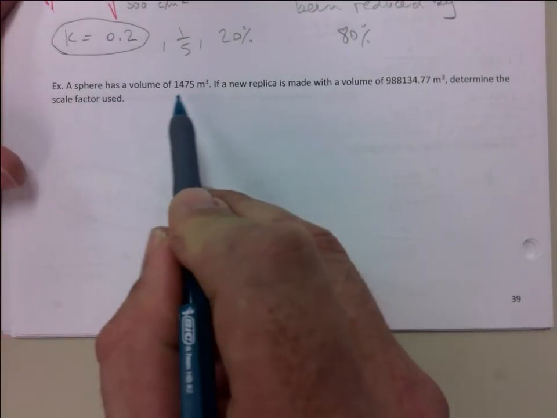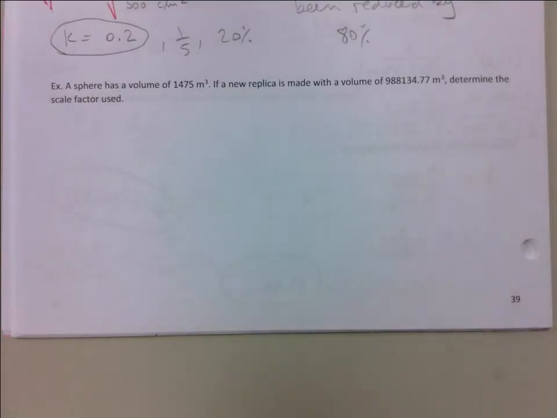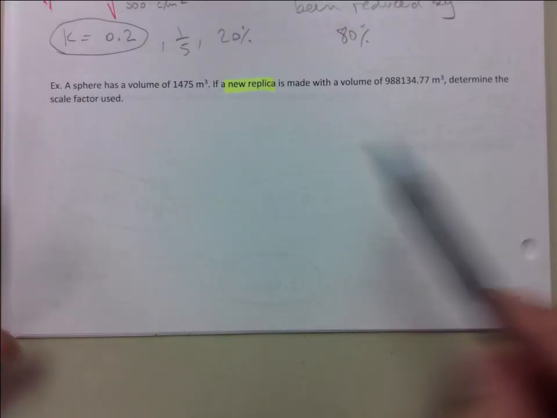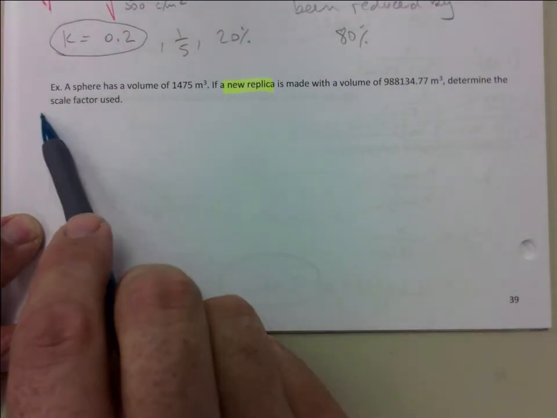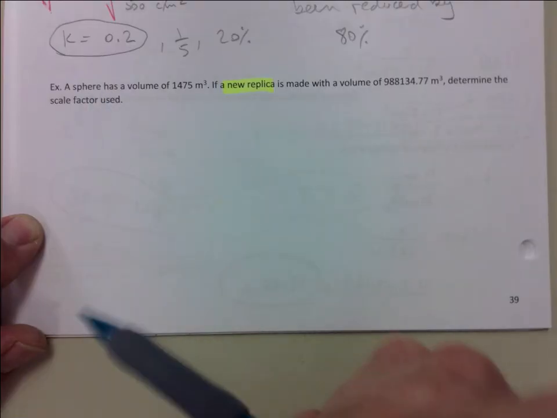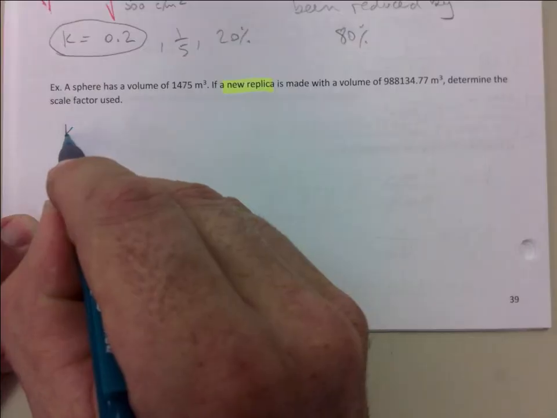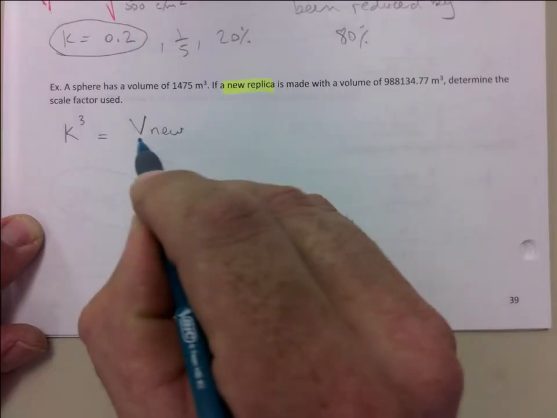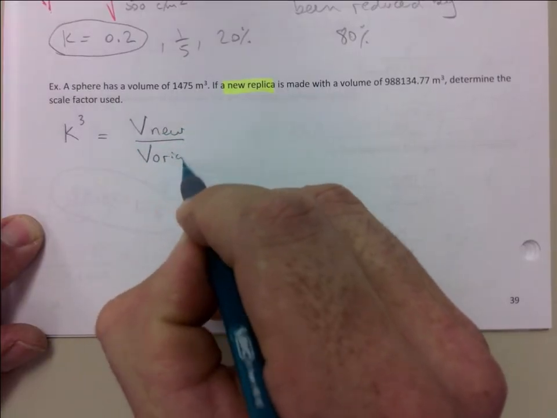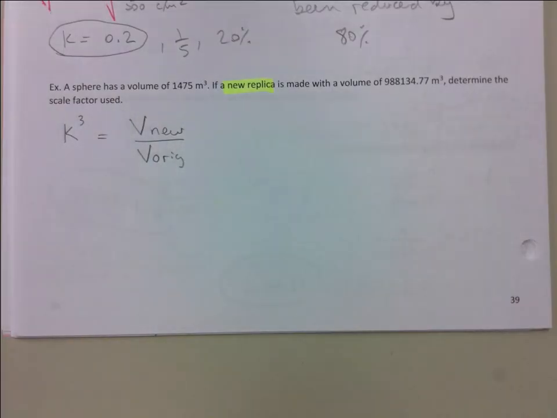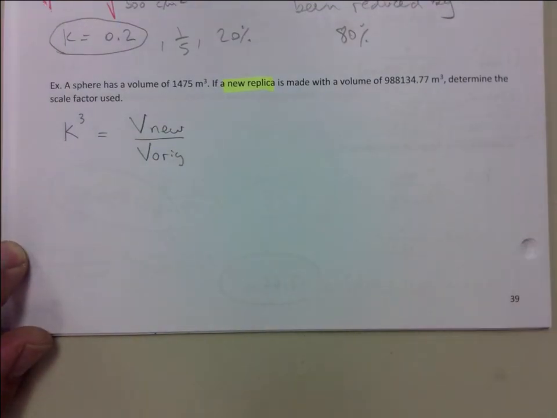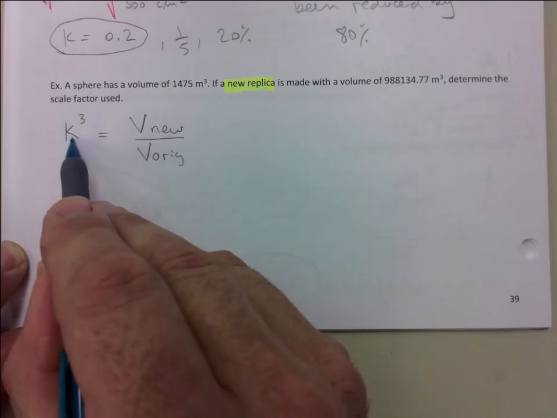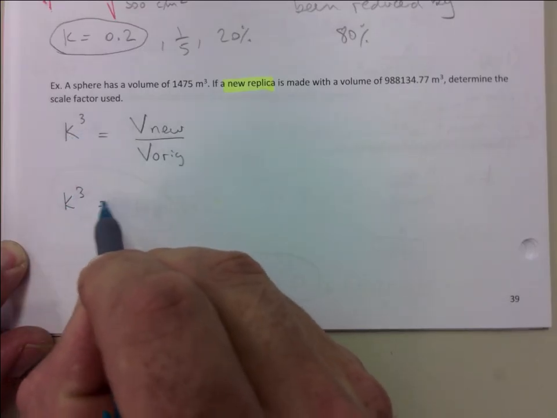A sphere has a volume of this, a new replica, right? So there's the key. I'm going to use new original in this case. Has been made with this volume. Determine the scale factor used. Couple things. Always go back to this format. I'm using volume, so I'm going to go volume of the new one, volume of original. I'm going to use this setup to help me out. This is like the magic formula to solve pretty much everything that we do in this part of the unit. I don't know what that is, so I'm just going to keep it k cubed.